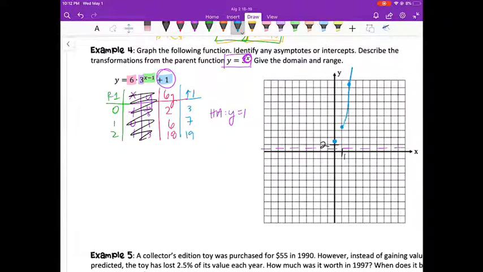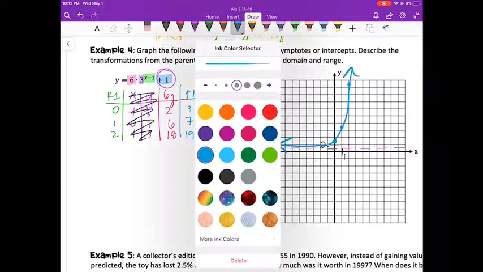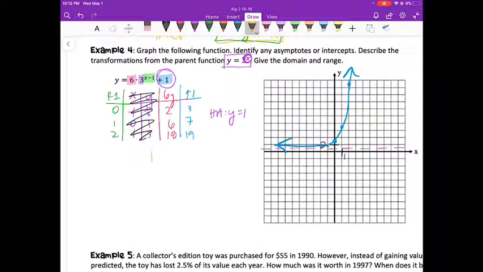We connect those with a smooth curve that levels off towards a horizontal asymptote as we move to the left and continues to increase as we go to the right. Now we think about our domain and range. Domain for exponential functions is always all real numbers, and our range is always related to our k value. So for us, y is greater than 1.